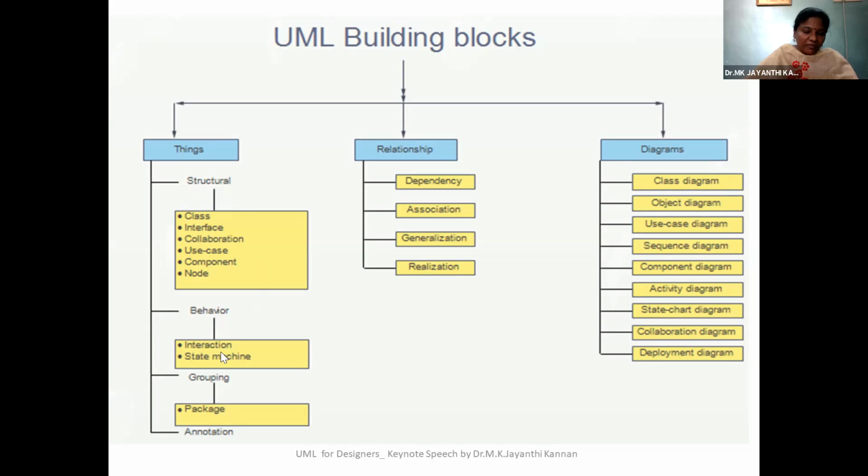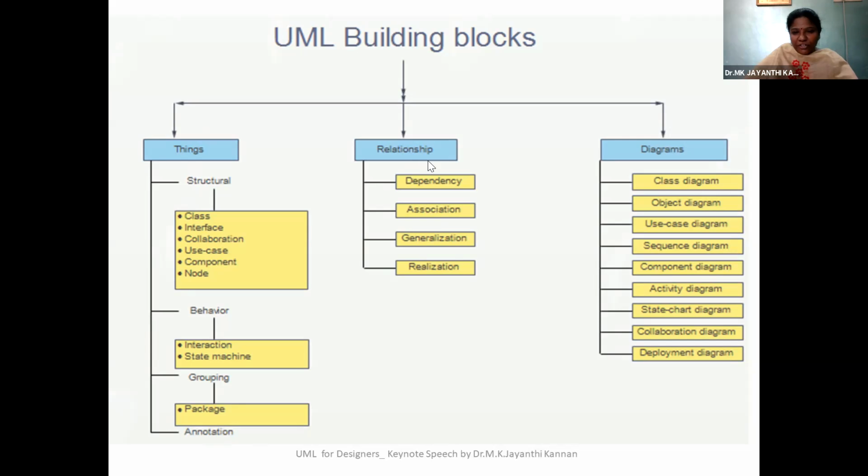If you take behavioral, we have interaction among the classes and state machines that represent the internal state activities. So in behavioral things, we have 2 types of concepts: interaction behaviors and state machine behaviors. Grouping means we group different components together to create a complete package. Then we have annotations. Annotations means we can make notes, we can mark important and unimportant points. For annotations, we have a special symbol. So these are the 4 things.